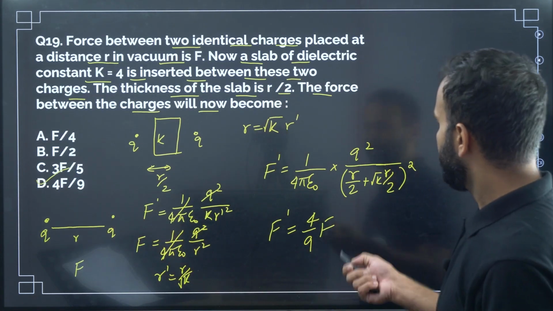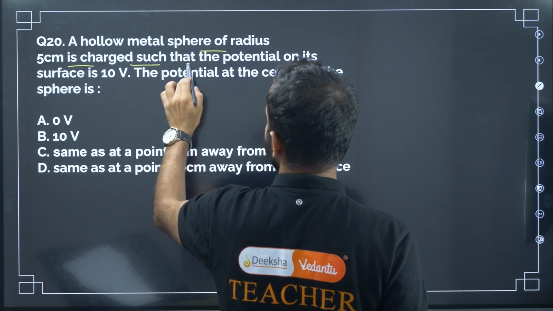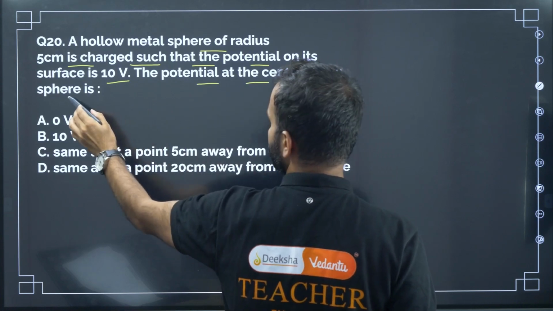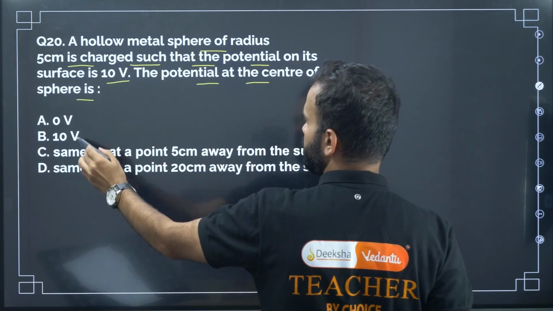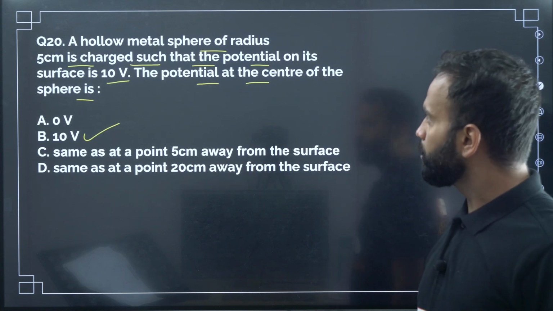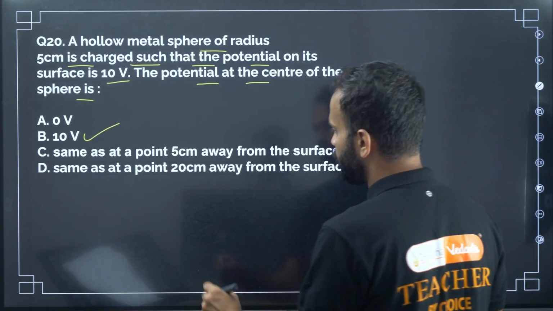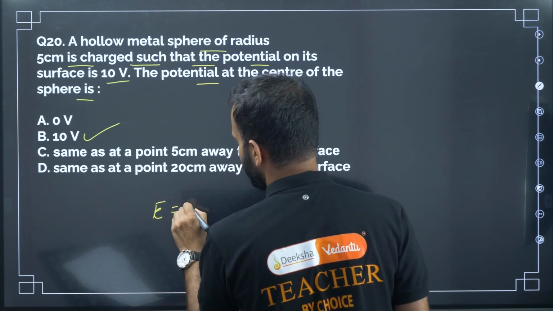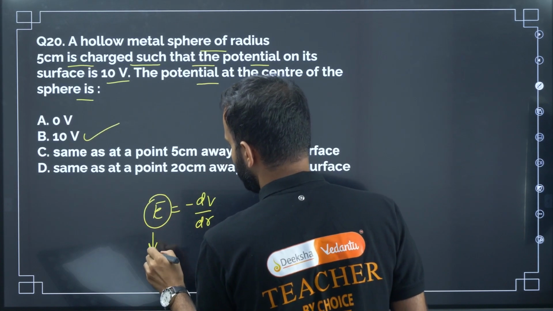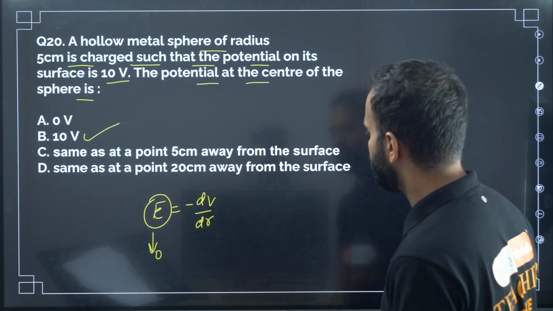Okay. Question number 20. A hollow metal sphere of radius 5 centimeter is charged such that the potential on its surface is 10 volt. The potential at the center of the sphere is 10 volt only, because inside the hollow metal sphere, the electric field is 0. We know that electric field E equal to minus dV by dr. Electric field is 0, so potential will be constant, because the differentiation of a constant is 0.